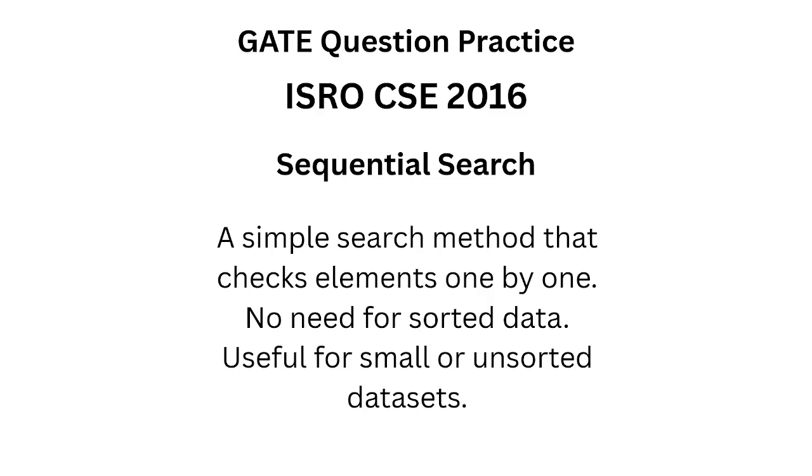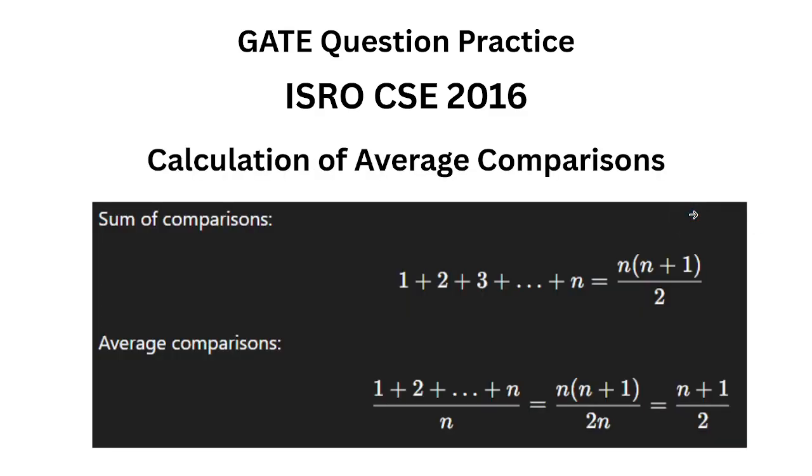Let's assume we have n elements in an array and the element we are searching for does exist in the array. Now the key idea is we don't know where it is. It could be at the first position, last, or anywhere in between. We assume uniform probability: the element is likely to be at any of the n positions.